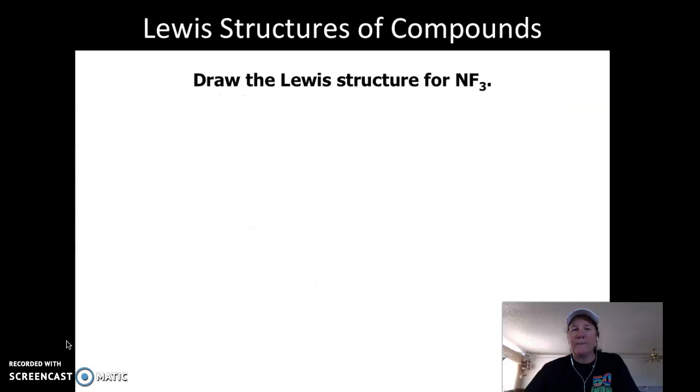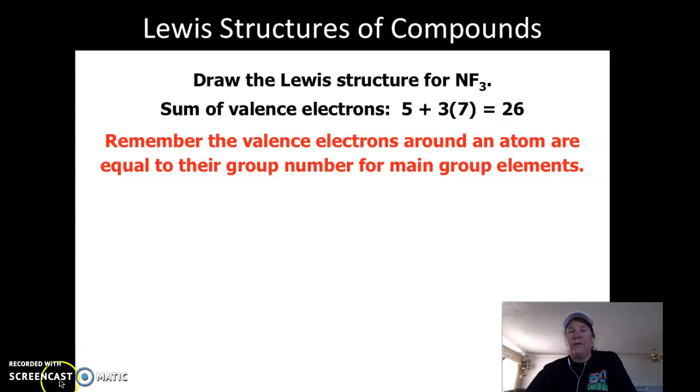Okay. So draw the Lewis structure for NF3. So we have nitrogen, and we have 3 fluorine. If you want to do the valence electrons, nitrogen has 5. It's in the 5th group, it has 5. And then we have fluorine, we have 3 of them, and they have 7. So we have 21 plus 5, we have 26 valence electrons total, okay?